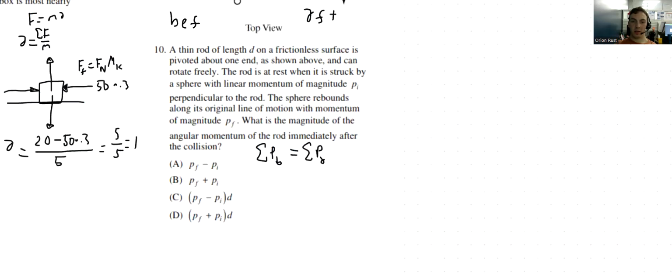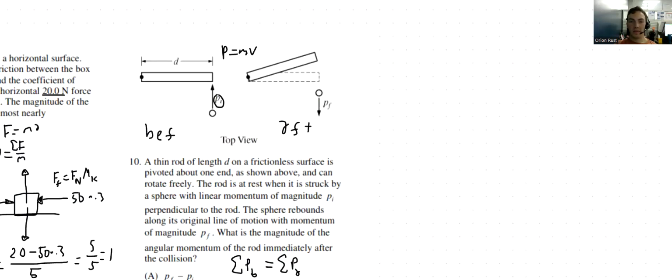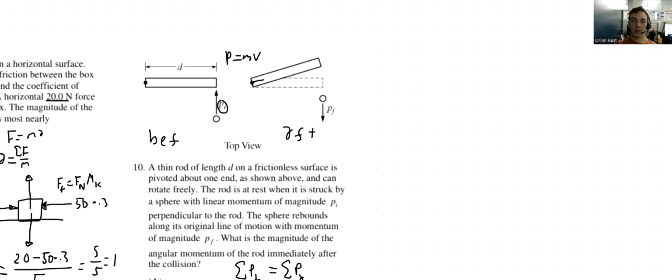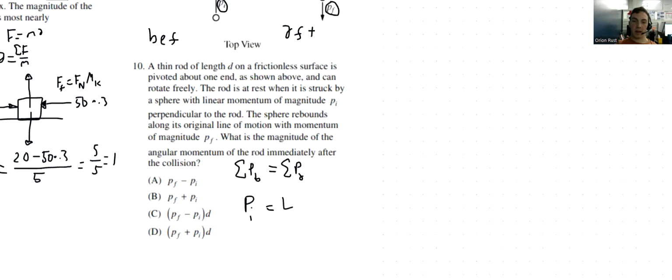So we can write on the left side of the equation pi, and then we have two sources moving here. The rod is moving in a circular motion, so this is going to be our angular momentum with the rod. And then our linear momentum is with the ball here in the opposite direction. So we'll write it as L minus PF. Angular momentum is symbolized by the letter L. So we can solve for L, and it's PI plus PF. This one is nice and easy.